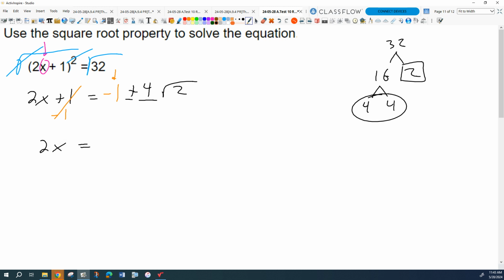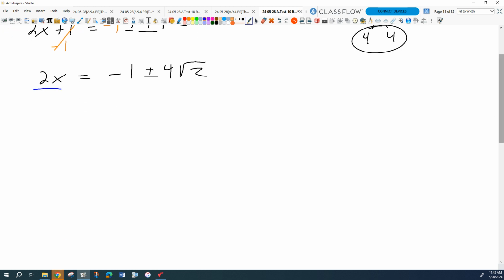2x equals negative 1 plus or minus 4 times the square root of 2. And then the last step you told me correctly is to divide by 2, which cancels the 2's. And I get it. And now I don't have any i's in my answer, so I could just leave it like that. Okay?